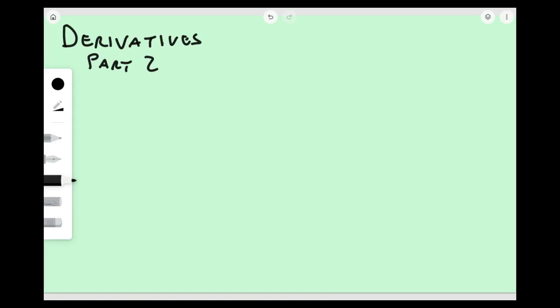This is derivatives part 2. In the first part, we defined what a derivative was. This time, I'm just going to go through some common derivatives that we'll run across in the class and other classes as well.